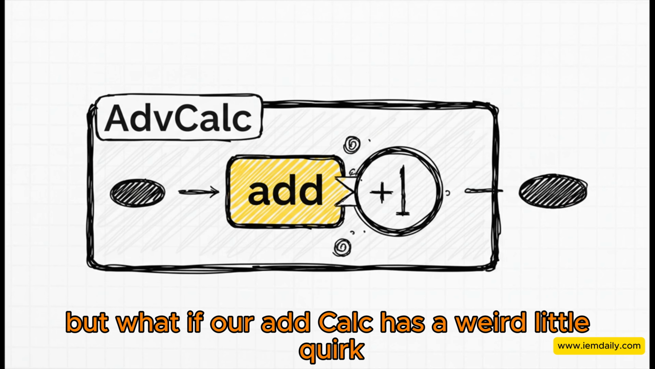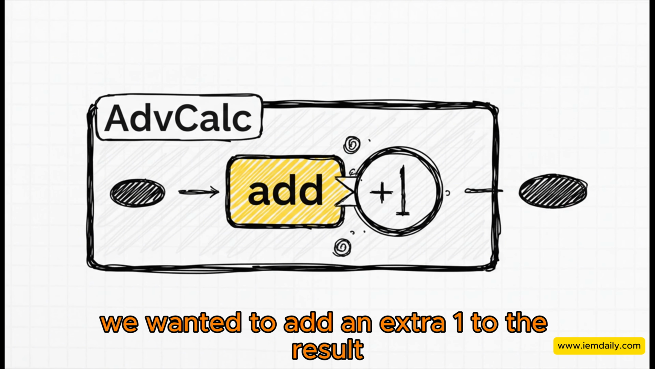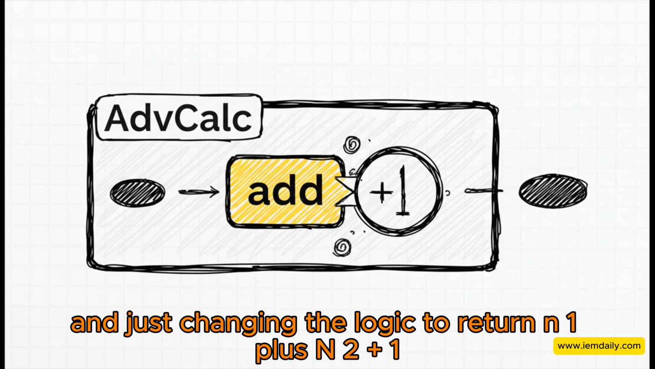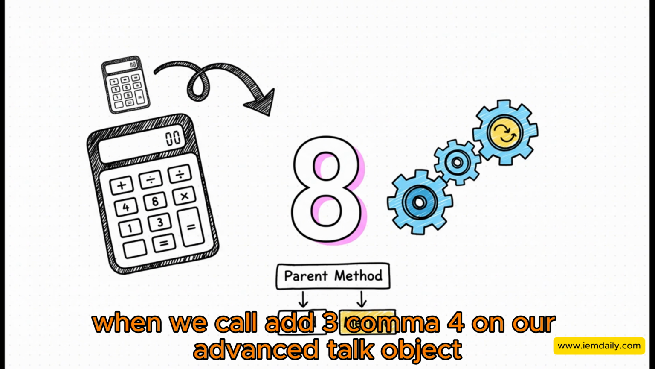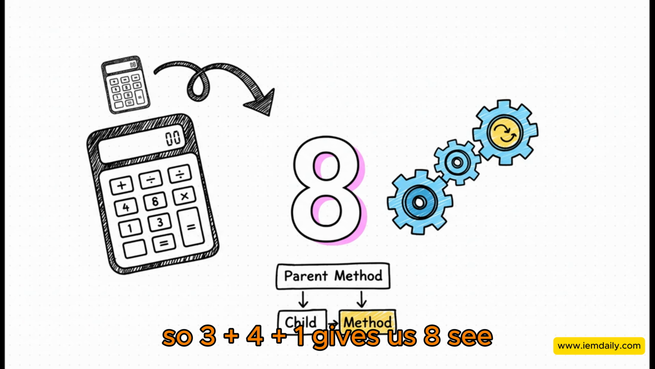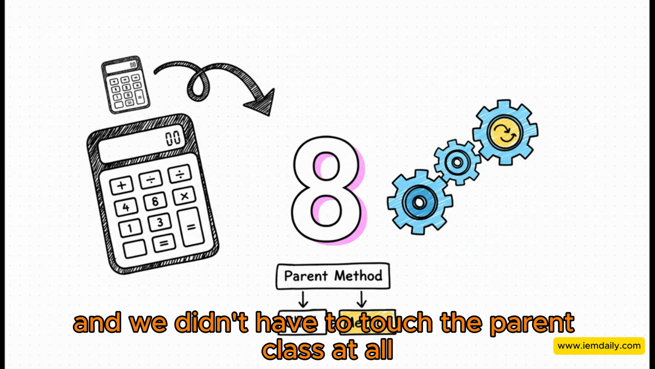But what if our AdvancedCalc has a weird little quirk? What if, every time it adds, we wanted to add an extra 1 to the result? Well, we can do that by overriding the add method and just changing the logic to return n1 plus n2 plus 1. And so now when we call add 3, 4 on our AdvancedCalc object, it uses its own special overridden method. So 3 plus 4 plus 1 gives us 8. See? We completely changed the behavior in the child, and we didn't have to touch the parent class at all.